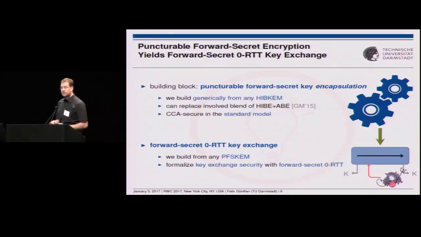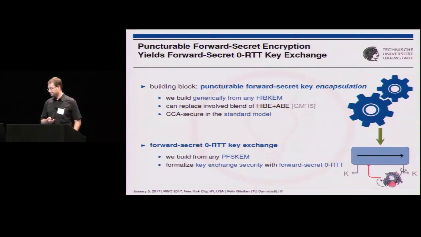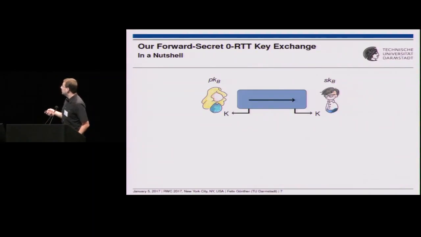Now, as I don't have time to go into any real details, let me give you an overview, a glimpse of how our protocol works. So we have Alice and Bob, Alice holding the public key of Bob and Bob the corresponding secret key. Now, in order to run a session, Alice will simply encapsulate a symmetric key for Bob and send over this encapsulating ciphertext. At this point, Alice can immediately use this key as well to start encrypting data.